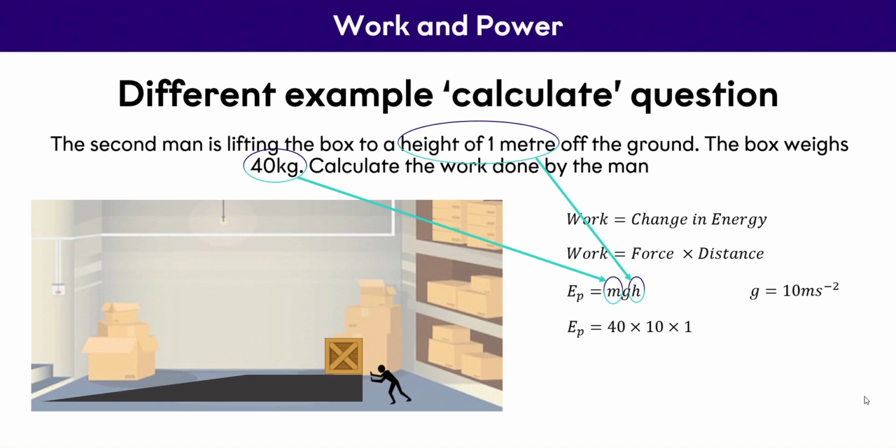And then we just put in the numbers where the letters were. So we have EP, or gravitational potential energy, equals 40, which is our mass, times 10, which is our gravity, times 1, our height. And we work out that the potential energy is 400 joules. Why this is important is because work is equal to the change in energy. And so this means the work is also 400 joules.